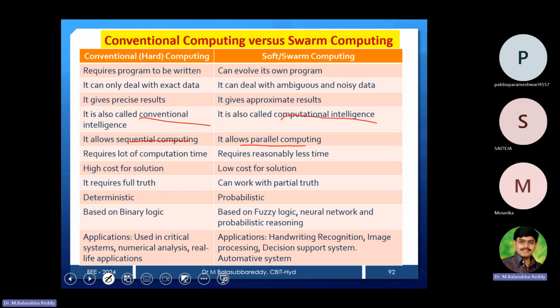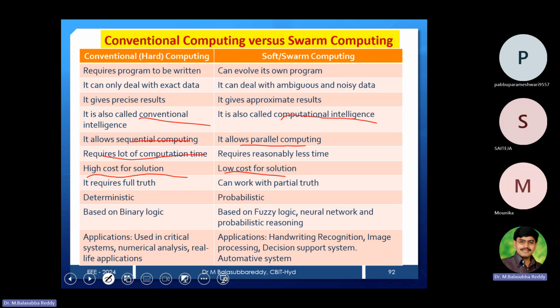Conventional methods require a lot of computational time because a lot of computation has to be done. Sometimes we need to do different kinds of differentiations, then Jacobian mismatch, then error identification, and a lot of repetitions. That's why it takes a lot of time, but soft computing requires reasonably less time compared to conventional methods. Conventional has a high cost for solutions, but soft computing is a low cost solution.